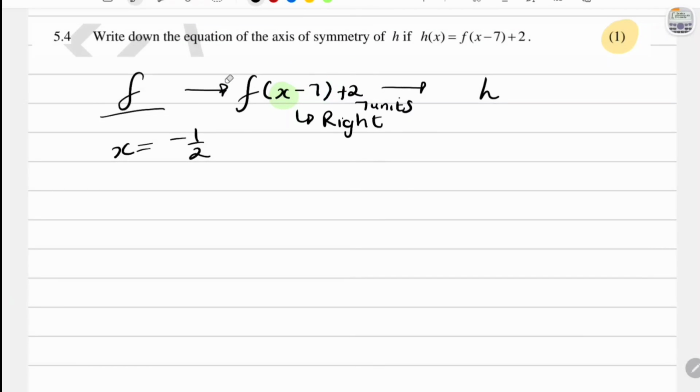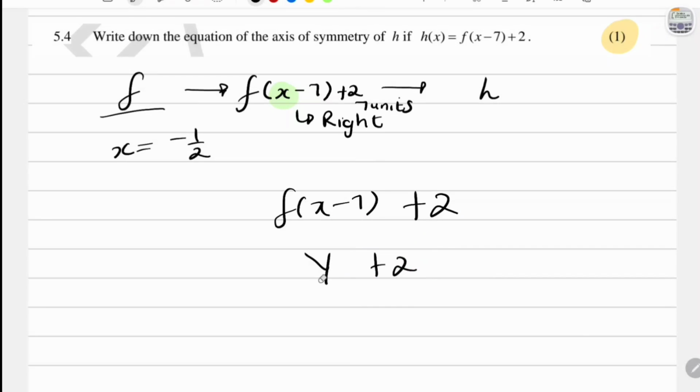Then, do you see that after the f of x minus 7, which is really your f of x, you have a plus 2. When you have a plus 2 there, because f of x minus 7, it's actually speaking about a y value now. When we translate the x, and you're saying plus 2, it means that we're taking our y value and we're adding 2 to it.